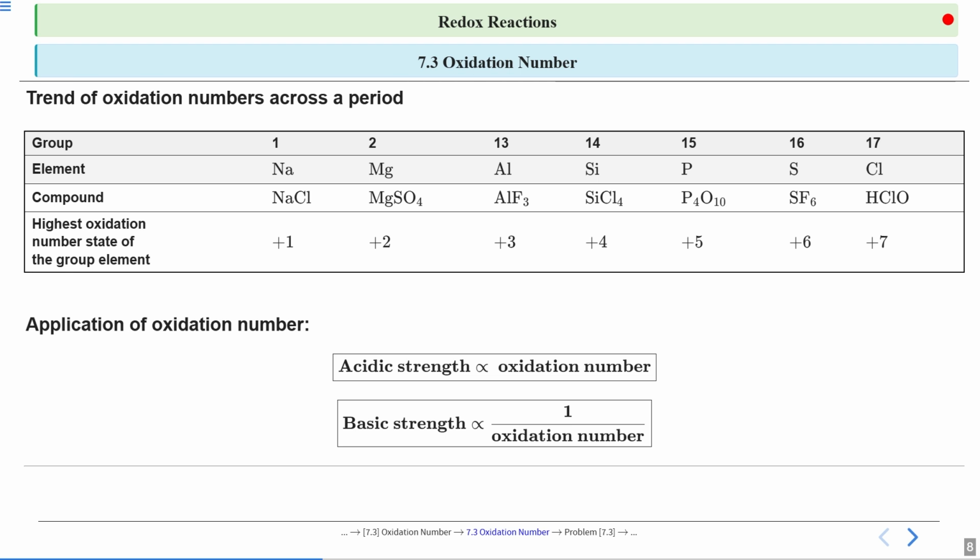We can understand it this way: when the oxidation number is increasing, that means +2, +3, +4, +5, +7, the tendency to accept electrons also increases. As they are already accepting electrons, they do not have many electrons to lose. That means their basic strength automatically decreases. Hence, it can be easily understood that the acidic strength is directly proportional to oxidation number, while basic strength is inversely related to oxidation number. So I hope this is clear to you.